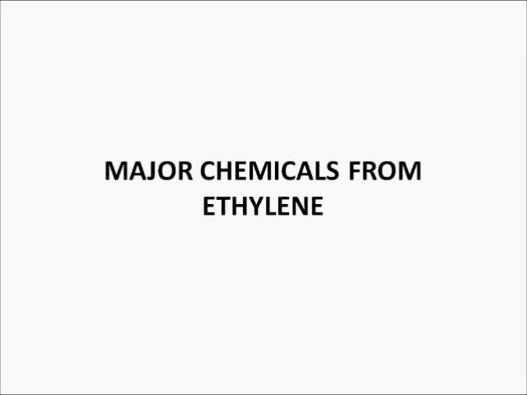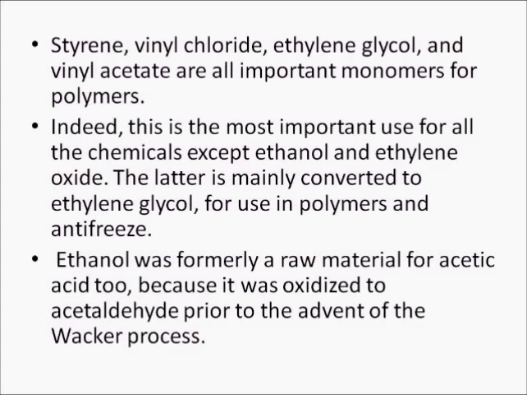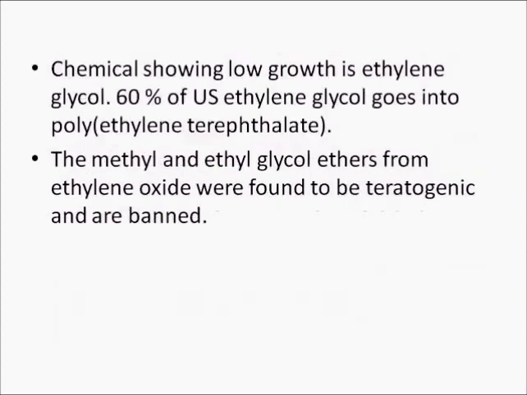Next, we will be looking into the major chemicals obtained from ethylene. Styrene, vinyl chloride, ethylene glycol, and vinyl acetate obtained from ethylene are monomers for various different polymers. Ethylene oxide is used for ethylene glycol synthesis and in polymers and as an antifreeze. Ethanol was used as a raw material of acetic acid prior to advent of Wacker process. Ethylene glycol is used as a monomer for PET, that is polyethylene terephthalate synthesis. Methyl and ethyl glycol ethers were found to be teratogenic and hence banned.